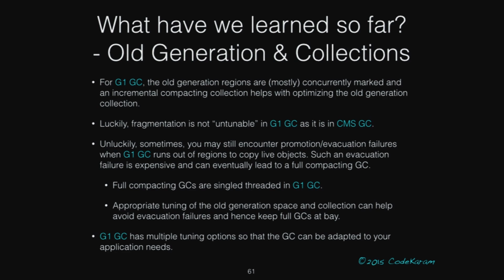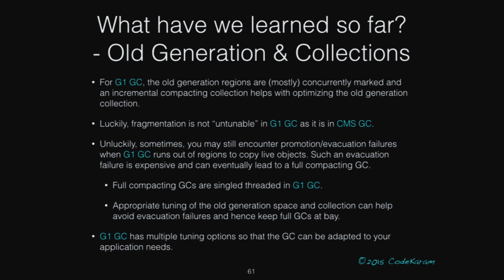What about old generation collection in G1? For G1, the old generation regions are mostly concurrently marked and incrementally compacted. I have explained that before, but this helps us a lot with optimizing the old generation collection. It's tuned to your pause time goal. The fragmentation part of it is tunable in G1's case. For CMS, remember, we couldn't tune fragmentation out of it, but in G1, we can. It's up to us how much fragmentation you can tolerate. There are tunables in G1.